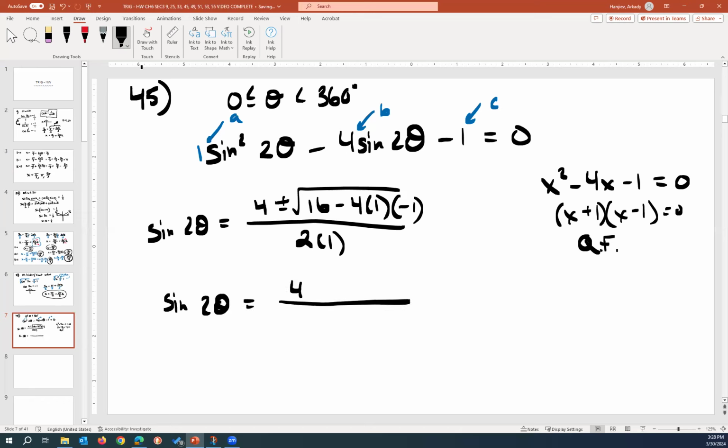Got myself a 4 over here, and let's see, that's going to be 4 plus 16. So that's technically 20 over 2. That's nice. And 20 is technically 4 times 5, and there's my perfect square of 2. So plus or minus 2 gets to go out of the square root of 5, over 2.